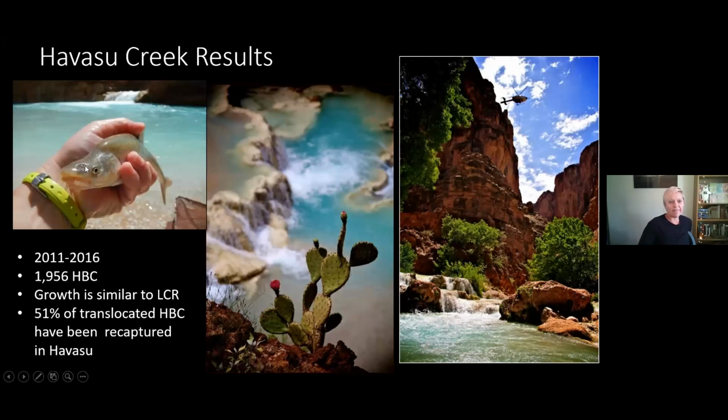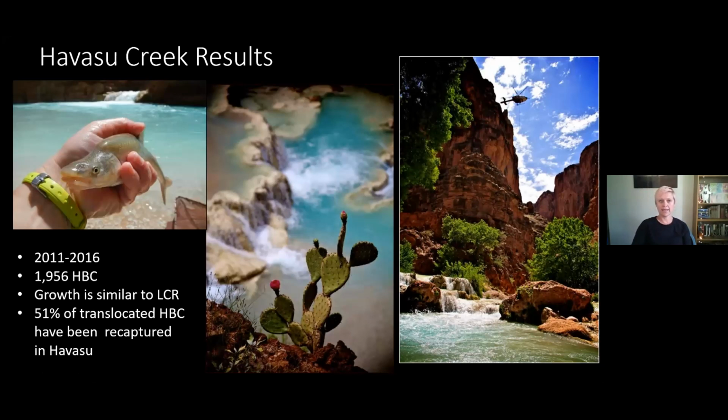Okay, moving on to Havasu Creek. We saw growth that was similar to the Little Colorado River. We saw survival that was similar to the Little Colorado River. We have been able to handle 51% of the fish that were translocated into there. So we're seeing pretty good retention in that creek.